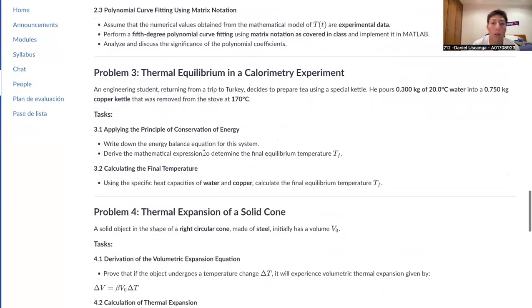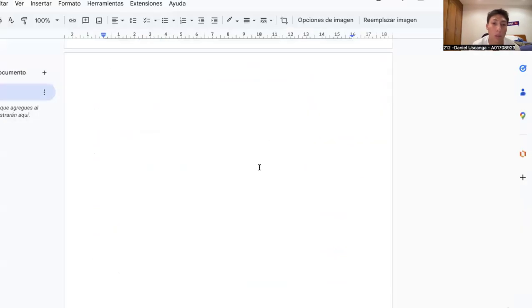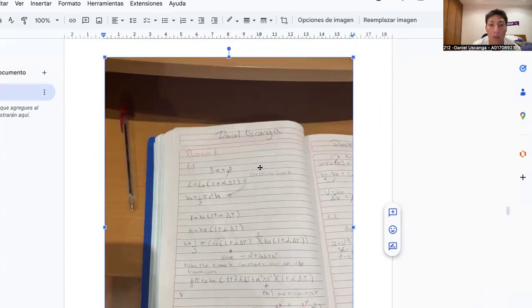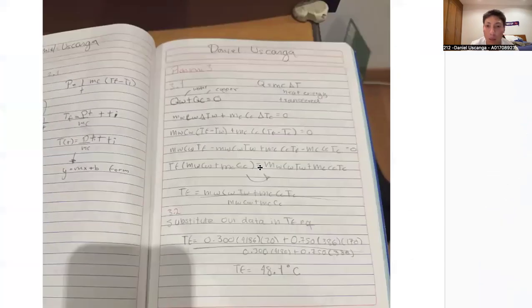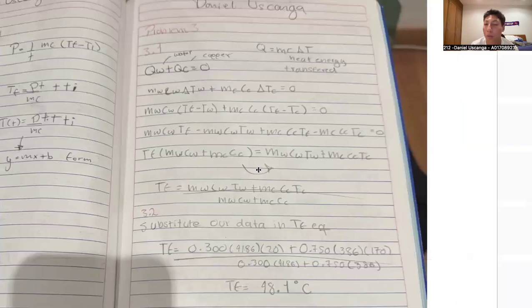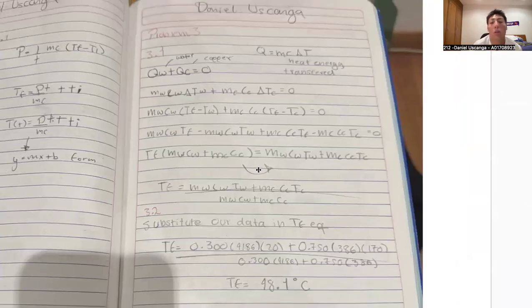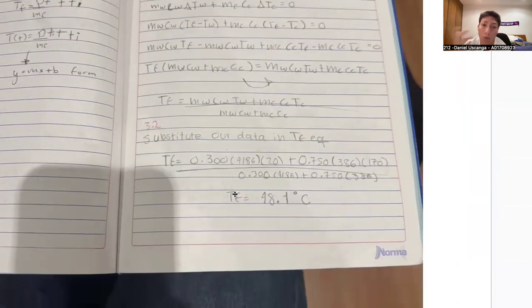And then we have problem number three, in which they ask us to get to a final temperature equation. We have this calorimetry principle, this quantity of heat equation. We have one for the water, one for the copper. Then we just did some algebra, some substitutions, also factorization, in order to get to this equation. Problem 3.2 is just finding the final temperature.